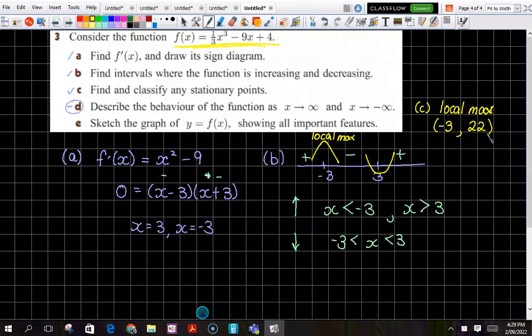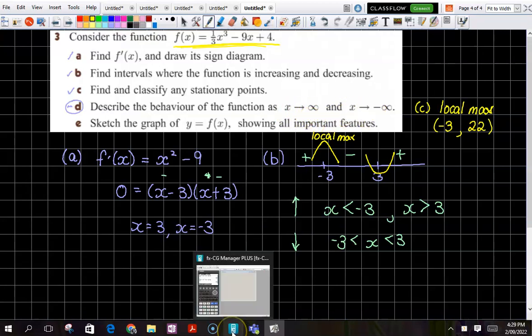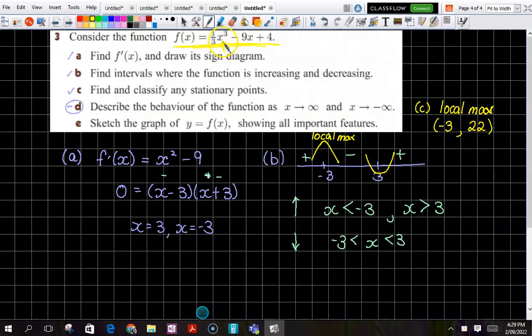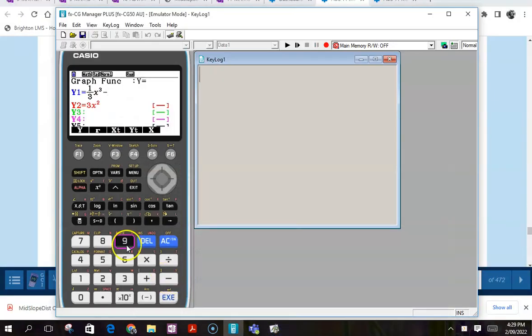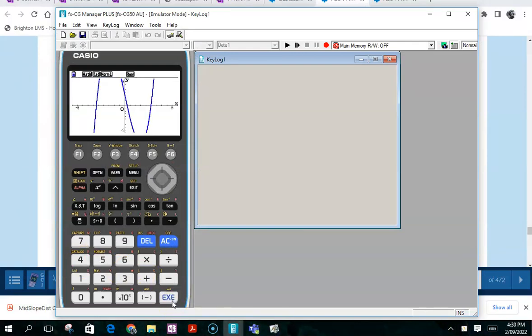Describe the behaviour. Some people were talking about what's going on with this. The easiest way to do it, you could just plug really large values in place of x. So put 100, put 1,000 and see what happens. But an easier way is just to look at the graph. So we've got 1/3 x cubed minus 9x plus 4. There she blows. You could zoom out if you wanted to.